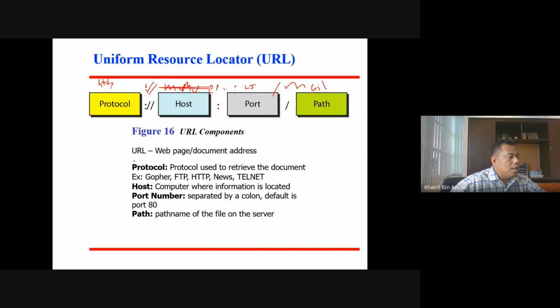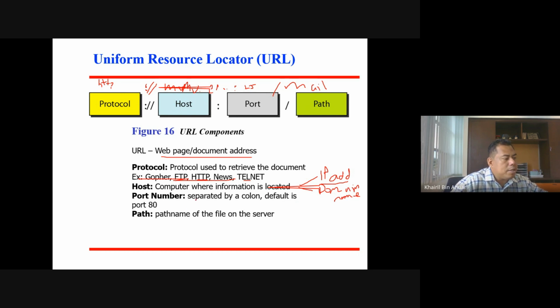Okay, so here it says URL or web document addresses. The protocol can be FTP, HTTP, news, or telnet. The host will be the computer where information is located, which is your IP address or perhaps the domain name. So the host can be an IP address or what we call your domain name. Basically it's the same thing. IP address and domain name is just to translate between the address in the machine world into the human world, because humans don't really remember numbers, so you have to convert it into a domain.